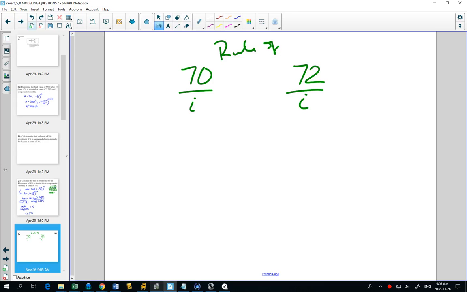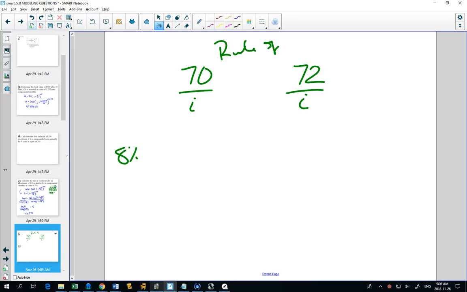The I stands for the interest rate, just as a regular number. We had 7% interest, which is easier mental math: 70 divided by 7 or 72 divided by 7? 70 divided by 7. What's 70 divided by 7? 10. How long did it take to double? 10 years.